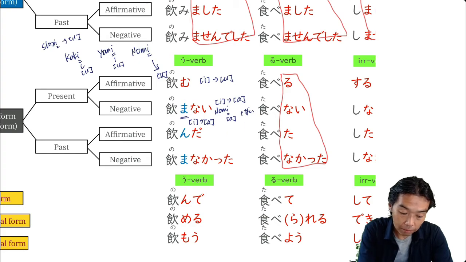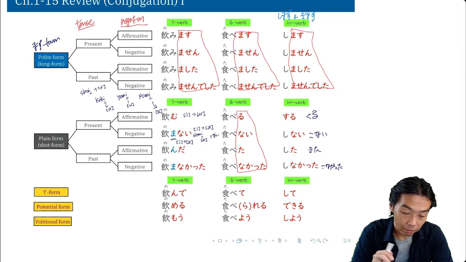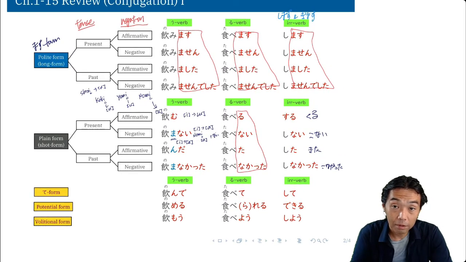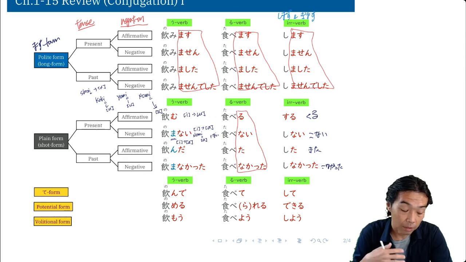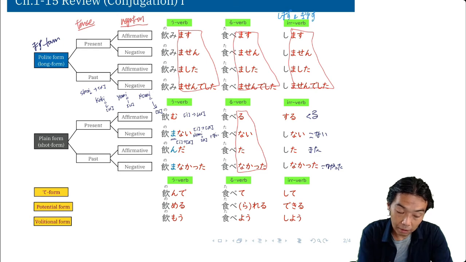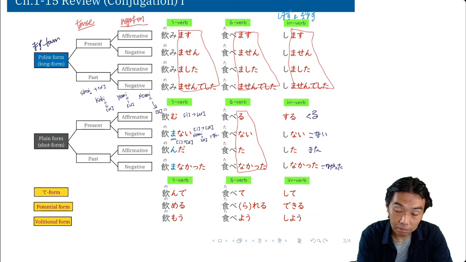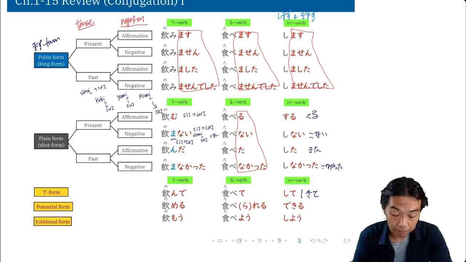So far we covered the polite form and plain form. One of the biggest challenges in first-year Japanese is something called the te form. The te form is difficult because of u verbs. Irregular verbs, you just have to remember. Shimasu becomes shite, kimasu becomes kite. That's something you just have to memorize.